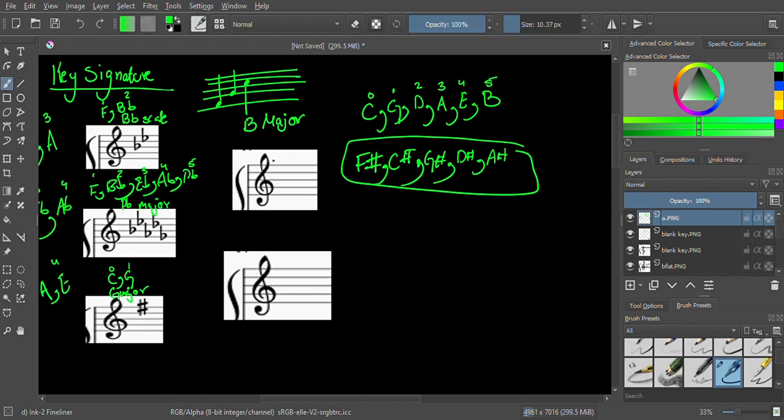First I write F sharp on the top line, then I write C sharp on the space above the middle line, then I write G sharp on the space above the staff, then I write D sharp on the fourth line, and then I write A sharp on the second space, and done. This is B major key signature. Everyone's happy. Now let's do one more.